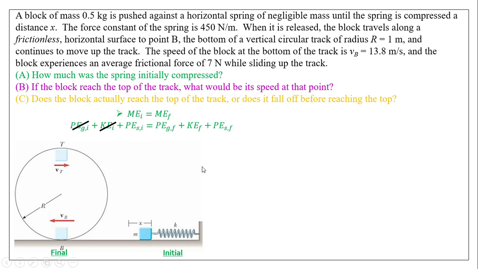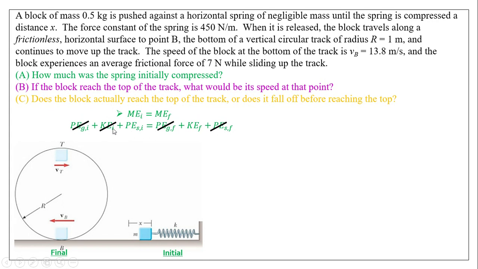Other than that, I want to cross out PE gravity final as well, because there is no height at point B, being the bottom of the loop here. We do have KE final though, because the diagram indicates that the block is moving, or just using common sense. Once the block gets past its equilibrium position, it's going to continue sliding, and then goes up the loop and then comes back down. PE spring does not exist at point B because the spring is no longer affecting the motion of the block. Other than that, the left side is just PE spring. The right side is just KE.